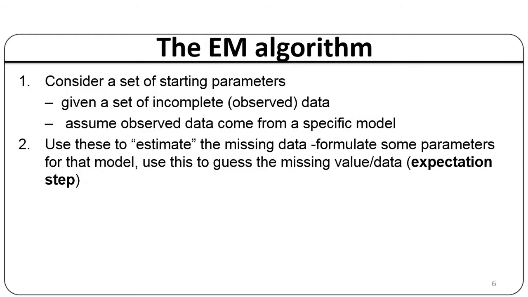It consists of some incomplete or missing values, and we are going to assume that the observed data come from the specified model, and we have some trained model. With the help of that, we are going to use the observed data to estimate the missing data. From the available data, we are going to find out the missing data, and then use some parameters from the model to guess the missing values.